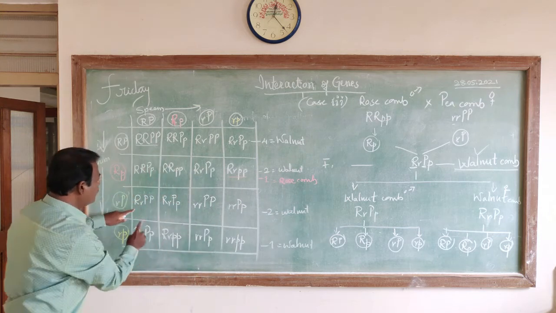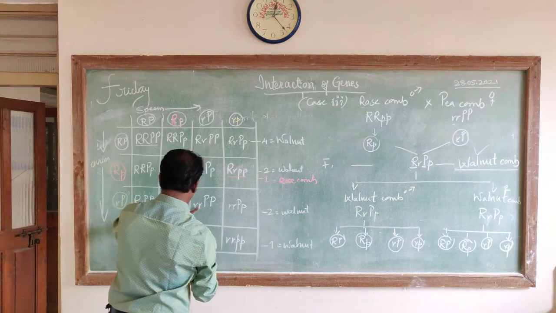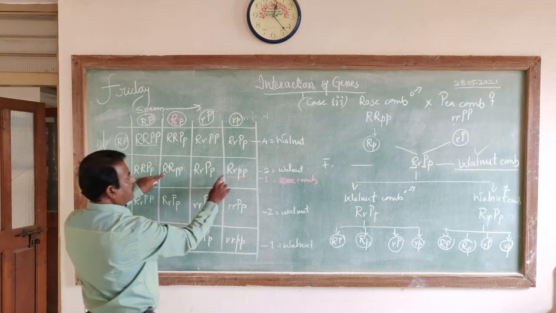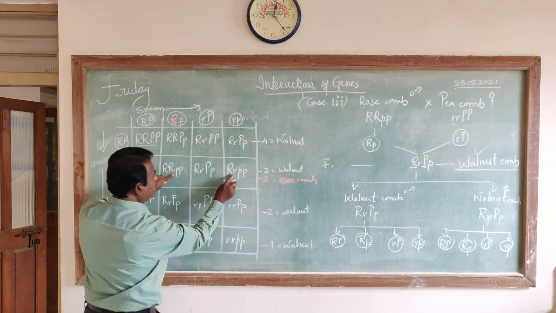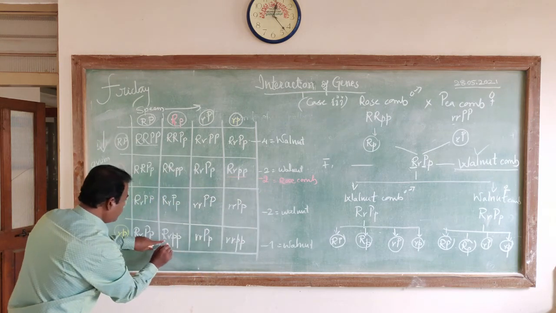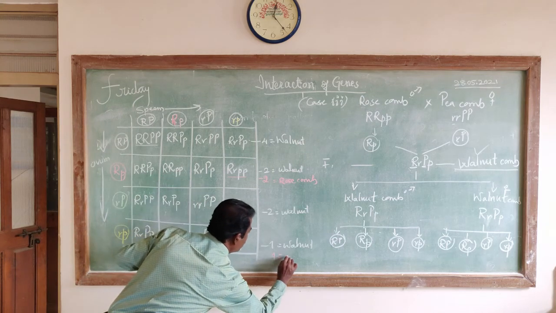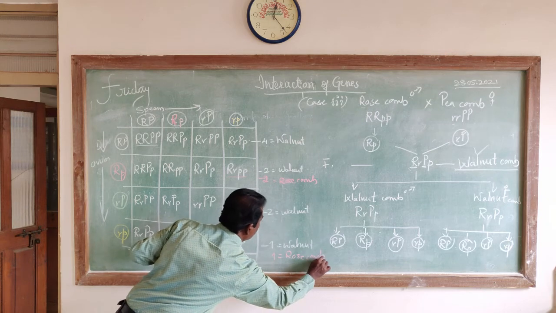In this row, see, here there is no rose comb. Here is 1 and here is 1. Totally there are 2. This is 1 rose comb and this is another rose comb. There are 2, and here is 1. This is another one. This is 1 rose comb. How many rose combs is that? See, 3.